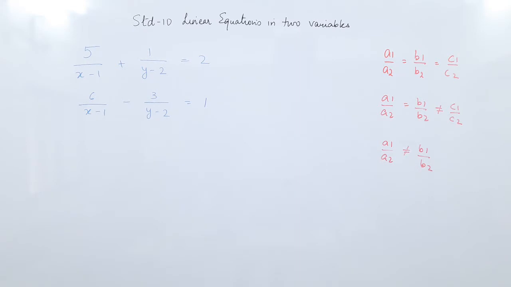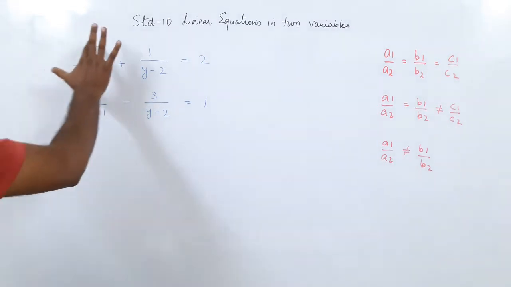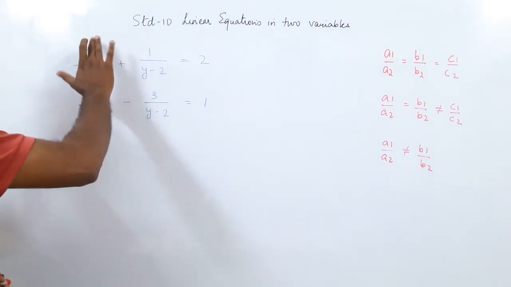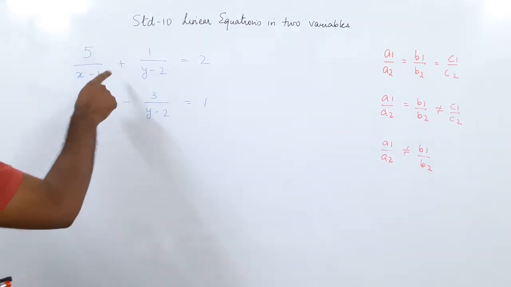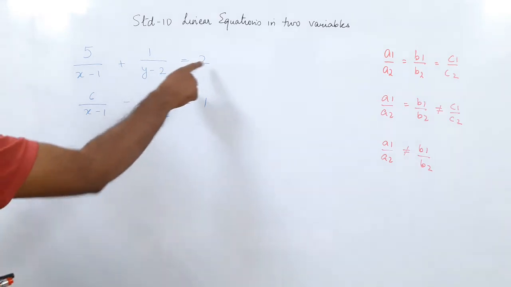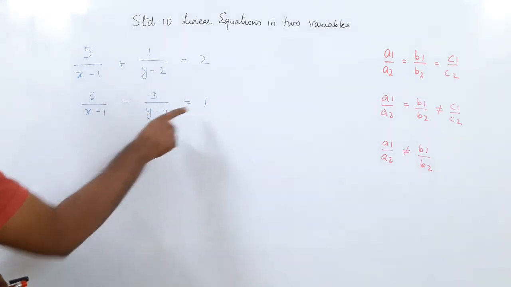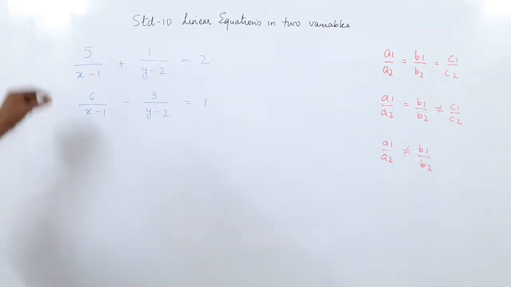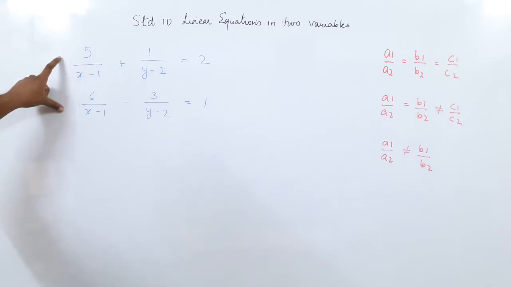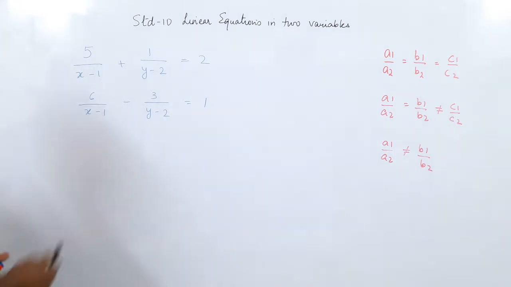Okay, now on the board you can see a new type of equation. What have we got? We have got 5 upon x minus 1 plus 1 upon y minus 2 equal to 2, and 6 upon x minus 1 minus 3 upon y minus 2 equal to 1. So here you have to again find the value of x and y. You can see these two equations are different from the equations we have done so far. So how are we going to solve this? This kind of equations are called equations in reducible forms.